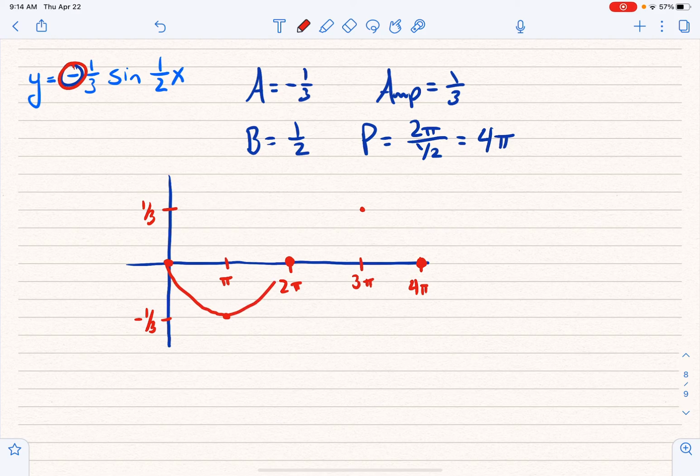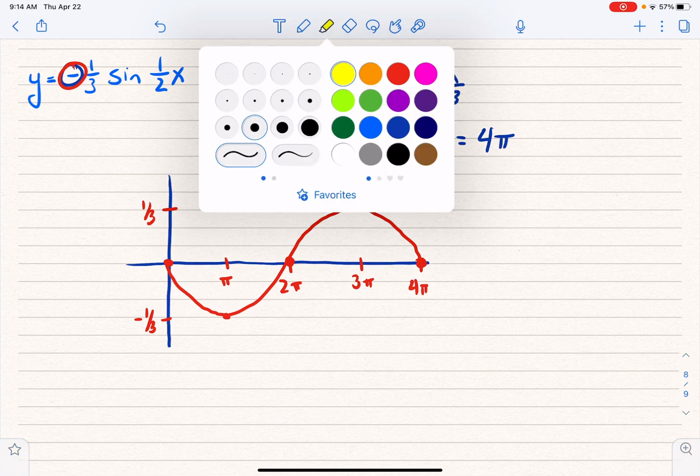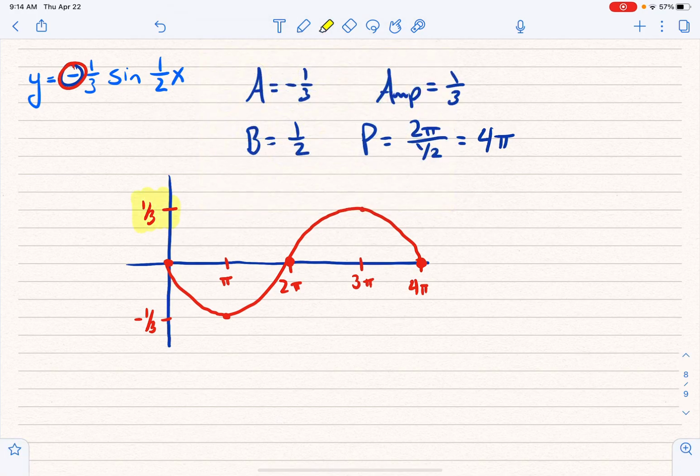So it should look something like this. Okay. And from this, anybody who looked at this could see that the amplitude is 1/3, and I can see that the period is 4 pi. And they would then be able to come up with this equation that I gave. All right? Okay, your turn now.